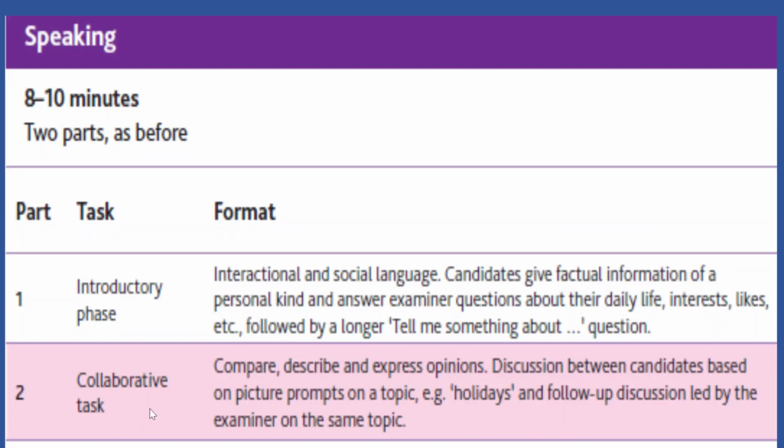And the second part, students are going to compare, describe, or express opinions on a certain topic. Discussion between candidates based on picture prompts on a topic. Example, holidays. Students are going to be given pictures about holidays, and they discuss the topic of holidays between each other. And follow-up discussion led by the examiner on the same topic. The examiner is going to ask more questions about the topic of the picture.